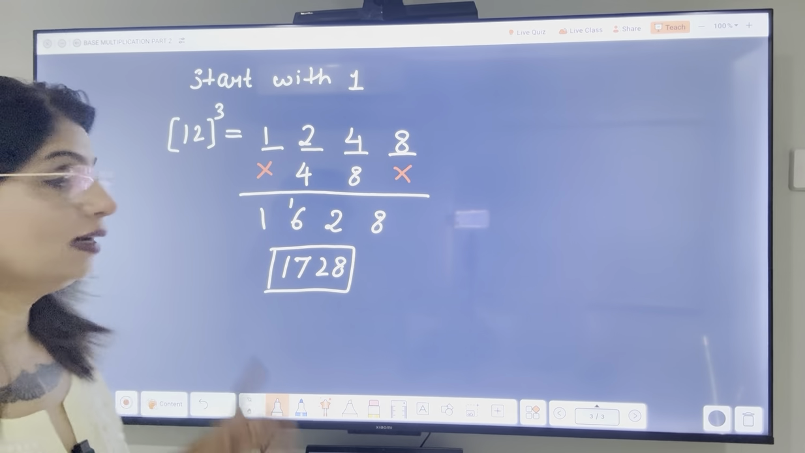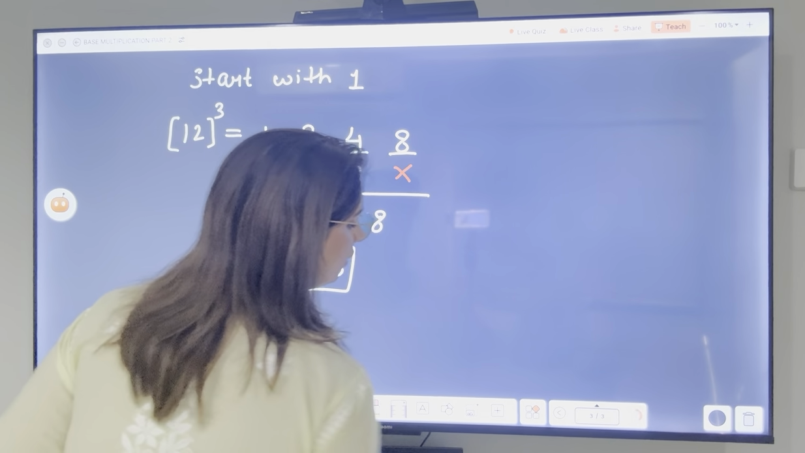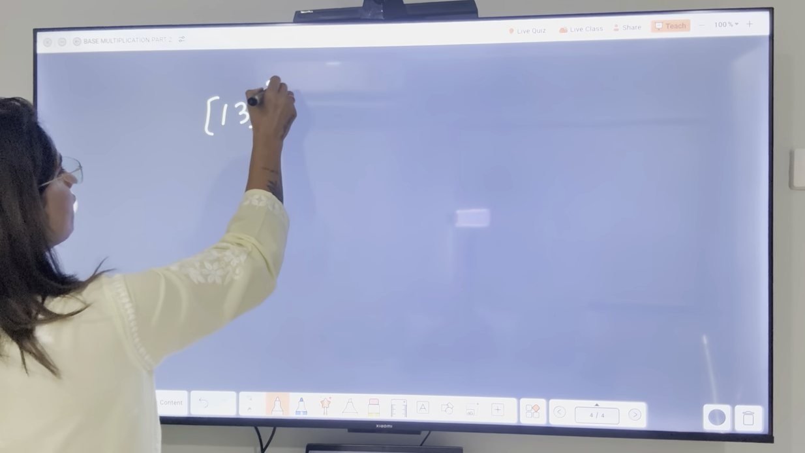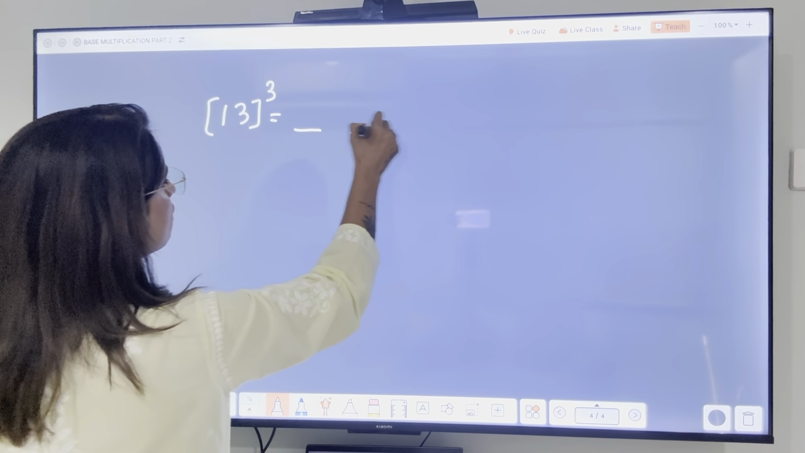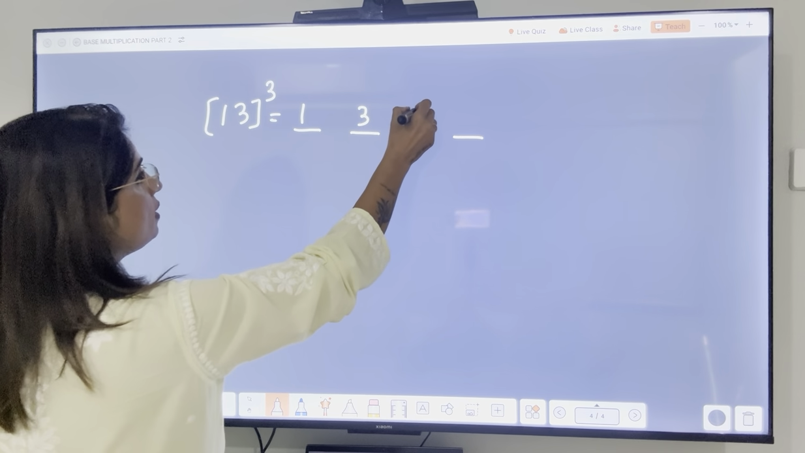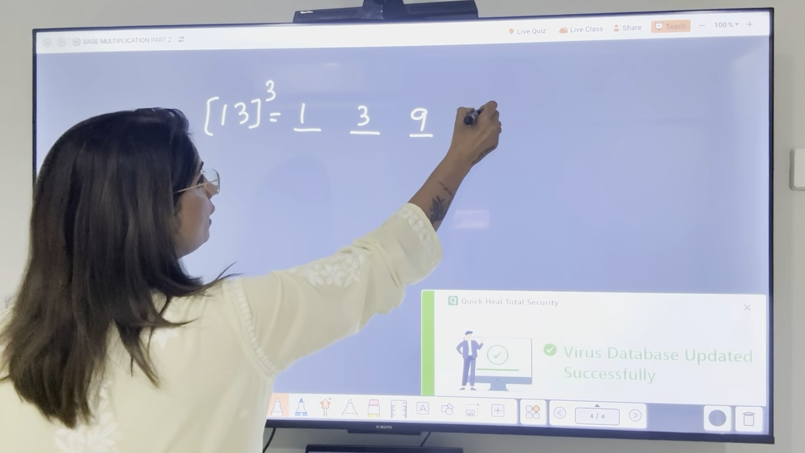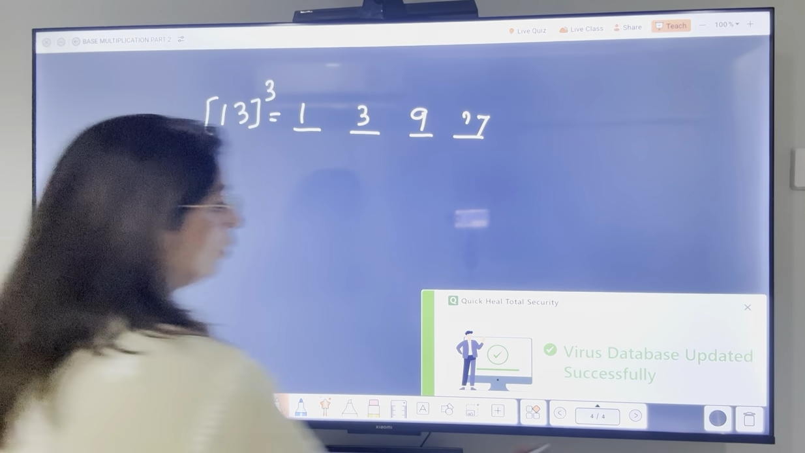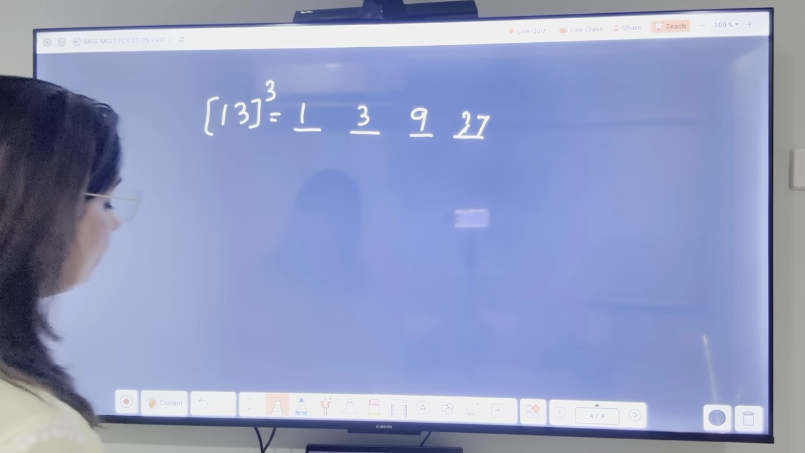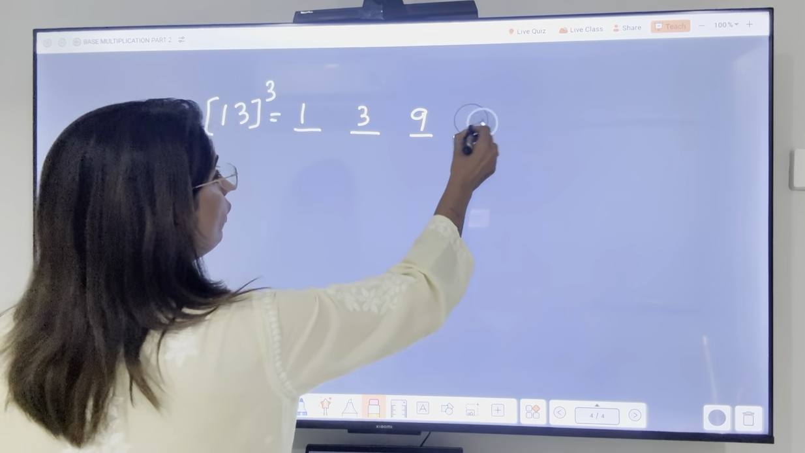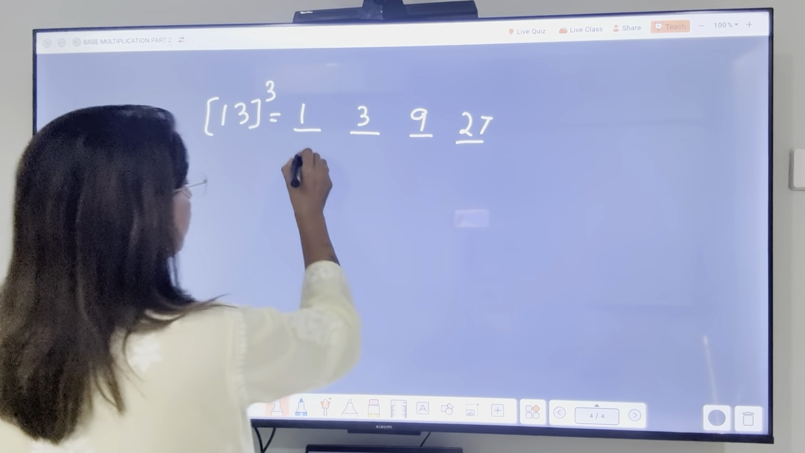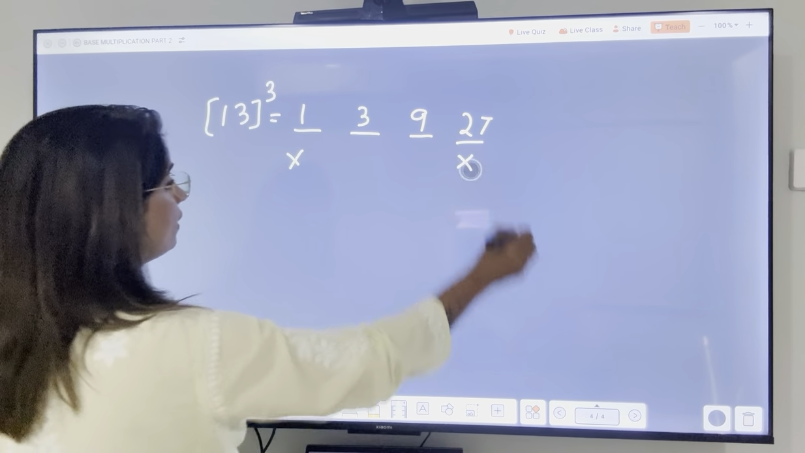Very easy, right? Let's do one more number. Let's see 13 cube. What am I going to do? It's going to be 1, 2, 3, 4. You write the 1, 3 as it is, 3 square is 9, and 3 cube is 27. Now, we are going to cross the numbers which are at the ends. So we don't want this number and we do not want this number.